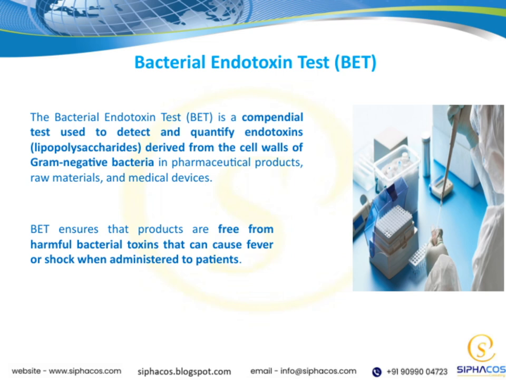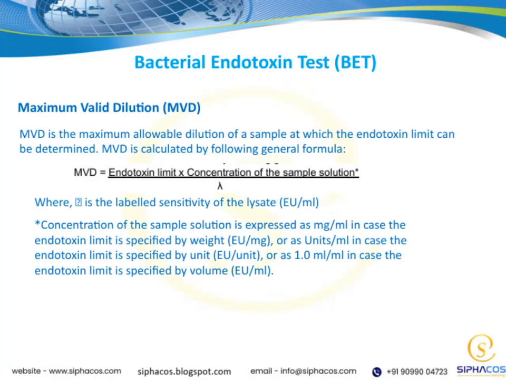Let's take a closer look at λ, which represents the labeled sensitivity of the lysate, and is expressed in international units per milliliter, or EU/ml. This value is crucial because it tells us how sensitive our lysate is in detecting endotoxins.